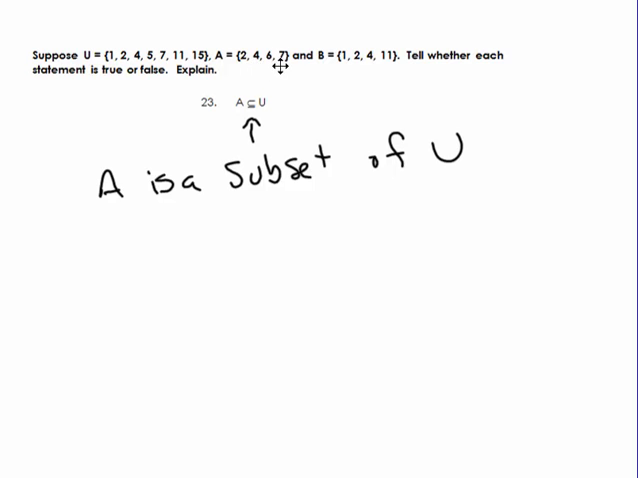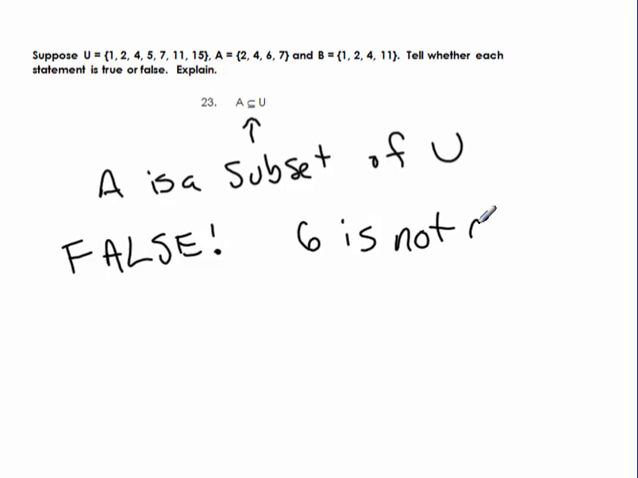Well, 2, 4, 6, and 7 are a part of A. 2, 4, 5, and 7 are in U. 6 is not a part of U, so 23 is false. It's false because 6 is not an element of U.